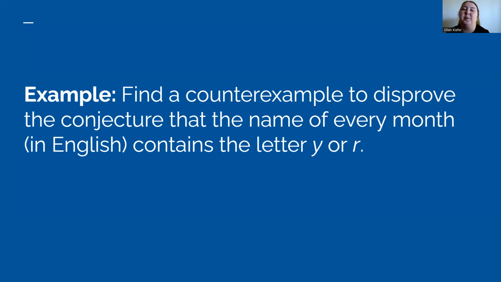As another example, we're going to find a counterexample to disprove the conjecture, the educated guess, that the name of every month in English contains a letter Y or R. In this case, we just need to find one example where this isn't true. The educated guess is someone saying every month in the English language contains a letter Y or R. You just need one example where it's not true. So we'll go through the months and decide which one is or is not true.